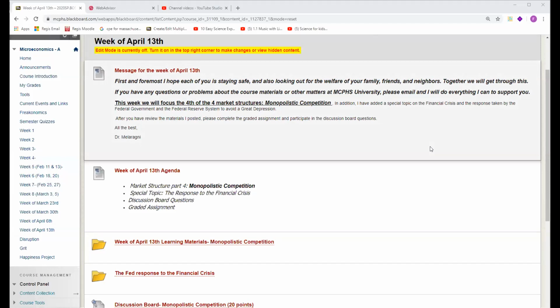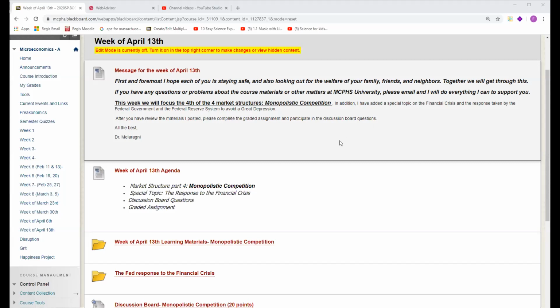This week we'll focus on the fourth of the four market structures. This week it's monopolistic competition. In addition, we're going to have the second part of the financial crisis, and this is the response taken by the federal government and Federal Reserve to avoid a Great Depression.